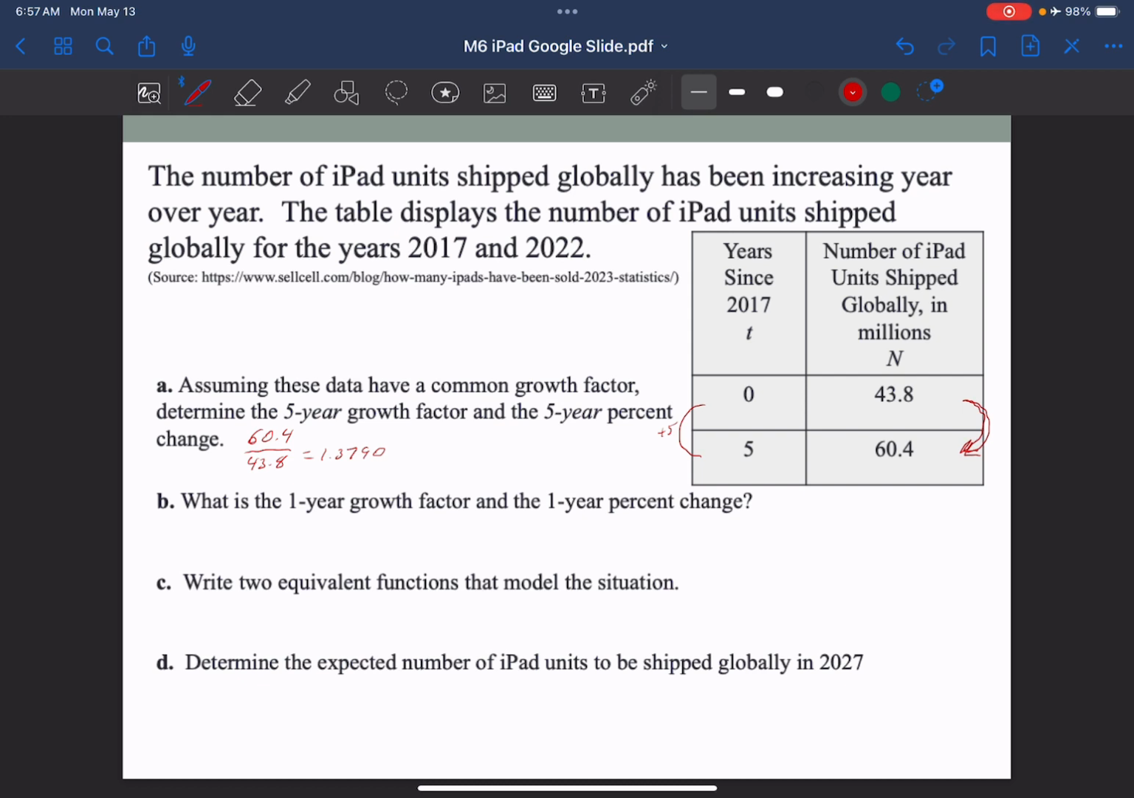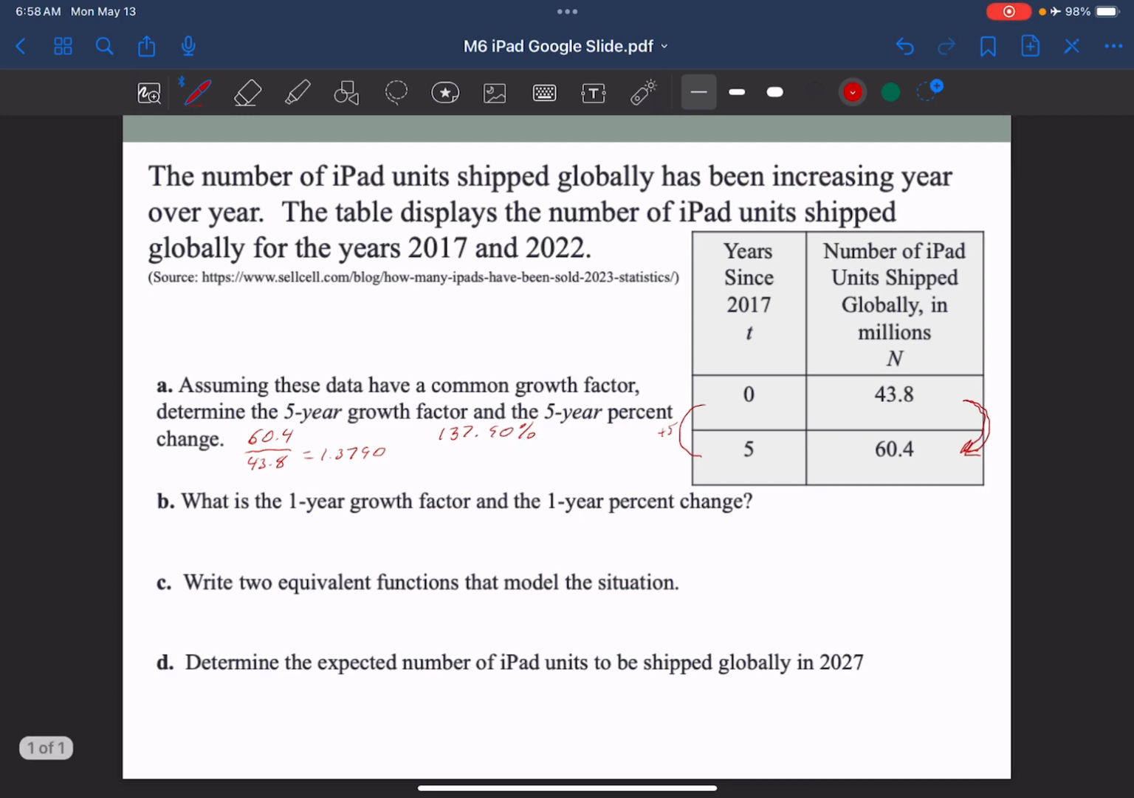So that tells us that every 5 years, the number of iPad units shipped globally is 1.379 times as large as it previously was. If I change that to a percent, that would be 137.90%. So that tells me that every 5 years, the number of iPad units shipped globally is 137.9% as much as it was before.